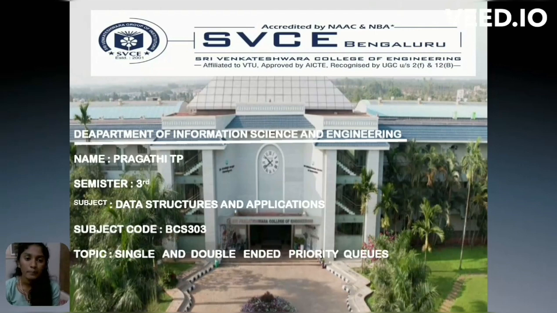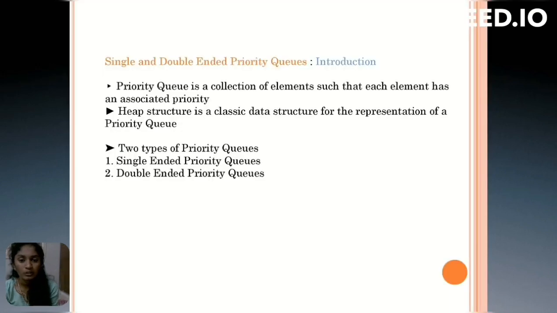I'm studying in Sri Venkateshwara College of Engineering, Bangalore, in third semester, Information Science and Engineering Department. Today's subject is data structures and applications. The topic is single and double-ended priority queues. Now let me see the introduction about single and double-ended priority queues.